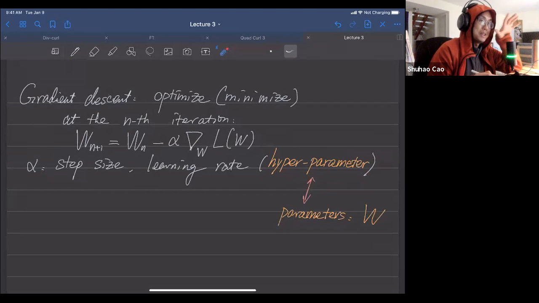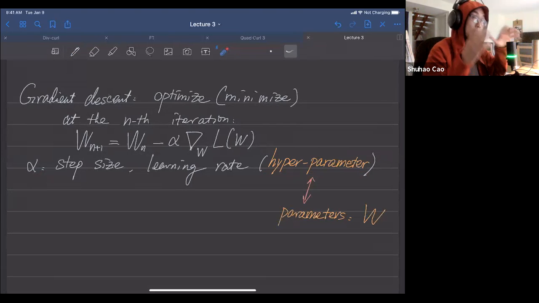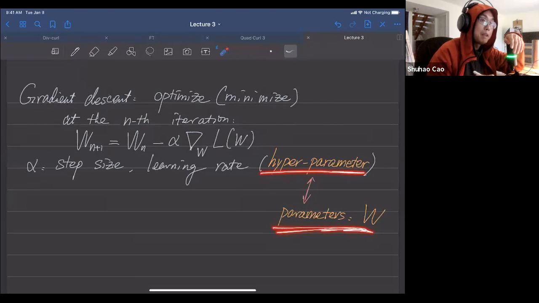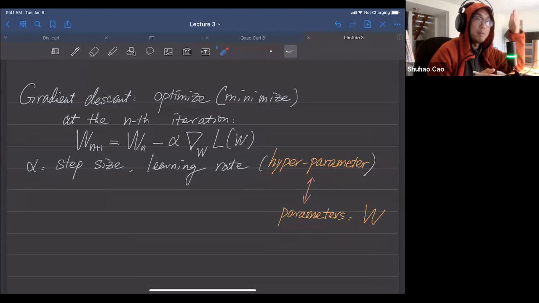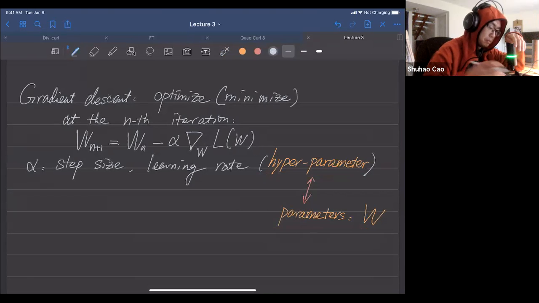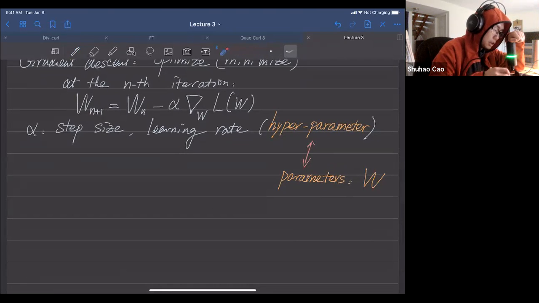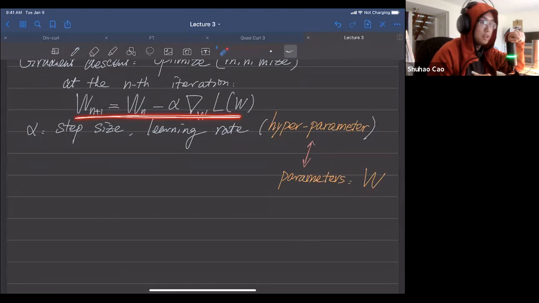It does not directly determine what the model is like, but it governs how well we can train the model. The parameters of the model are like the weights of the neural network, but hyperparameters determine how we train the model. So it's one hyperparameter, and we can have other hyperparameters. So the parameter is W, and basically this is our gradient descent.